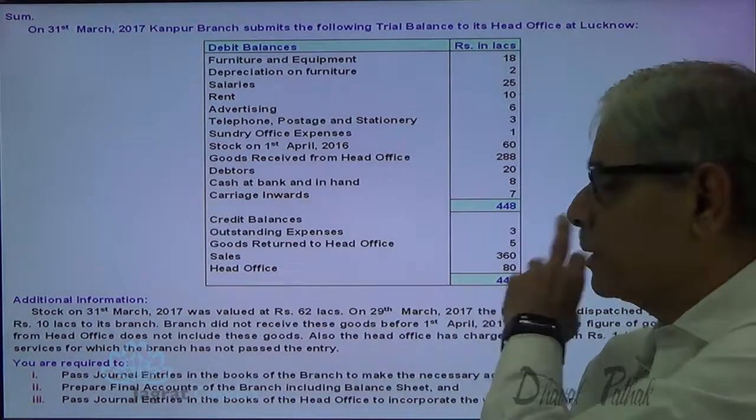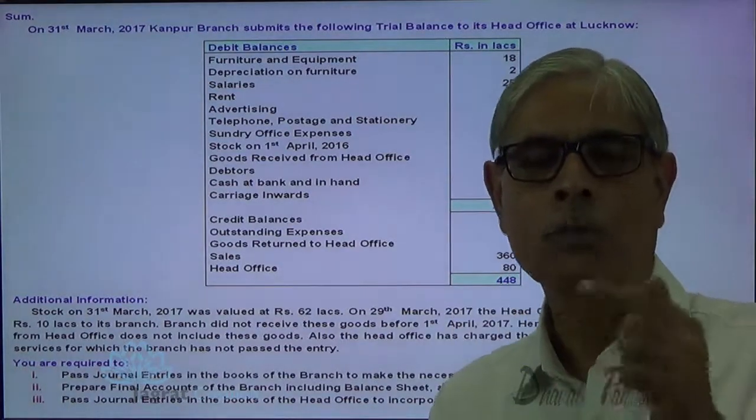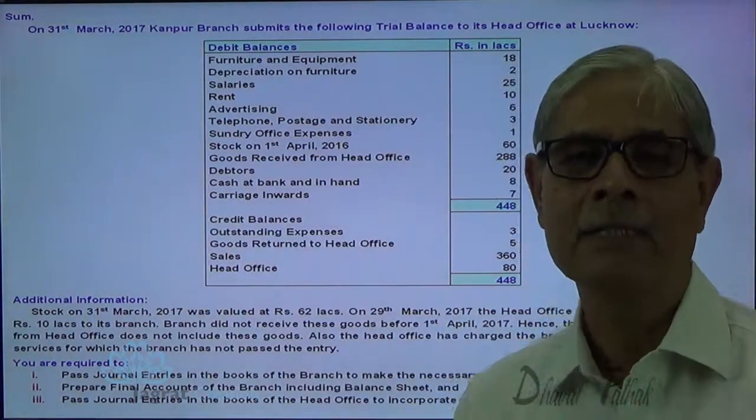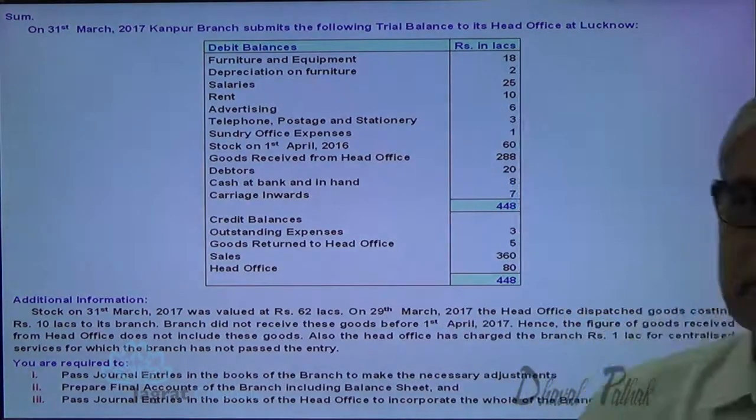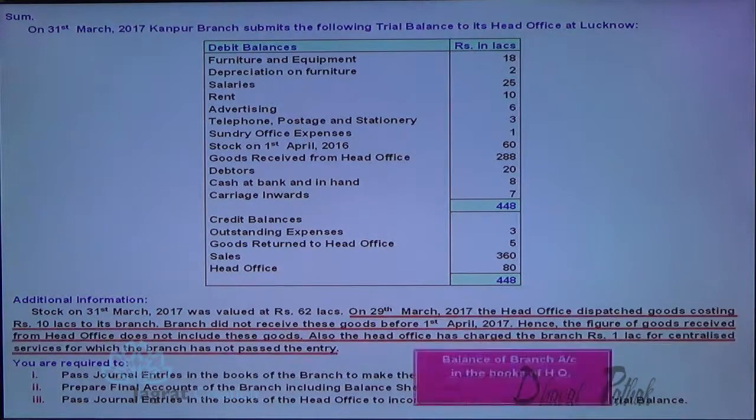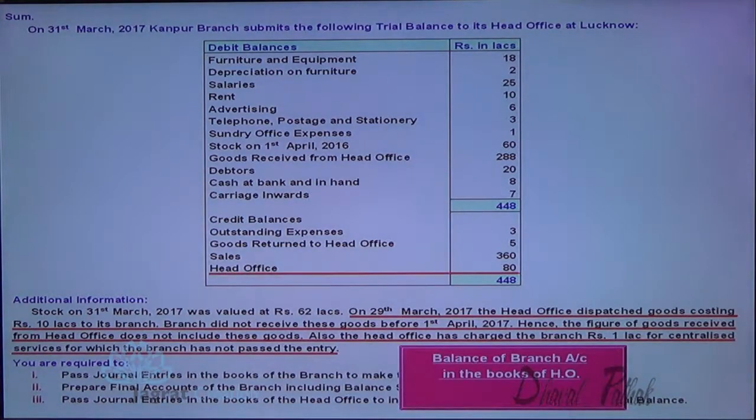Now, here the head office balance is 80. As the goods of 10 lakhs are sent by HO to branch, the balance of branch account in the books of head office will be 80 plus 10, 90. Notice it. Goods sent not recorded by branch, so balance of head office account is 80 in the books of branch. So, in the books of HO, the branch balance will be 80 plus 10, 90 as the opening balance. This is an important point to be understood.